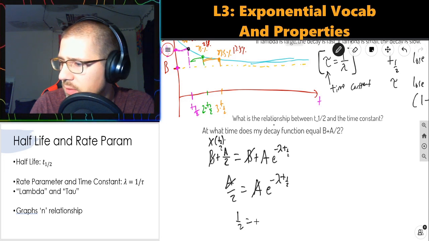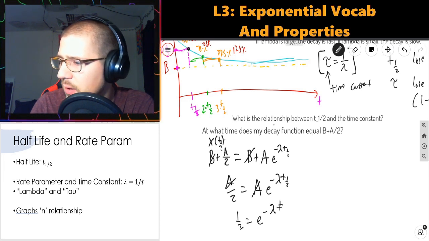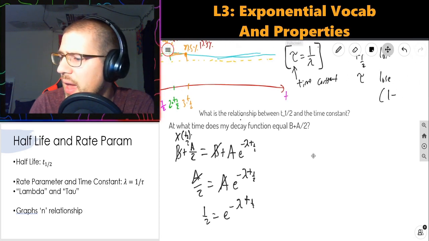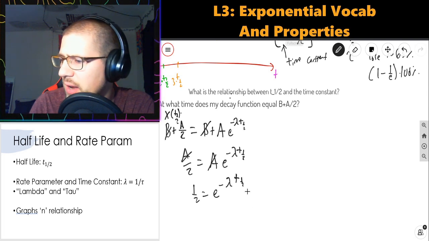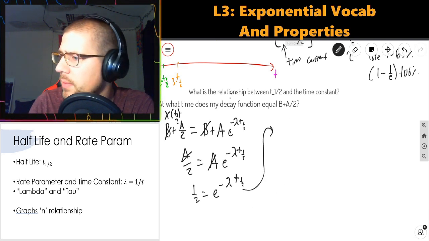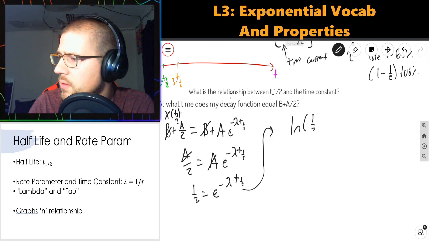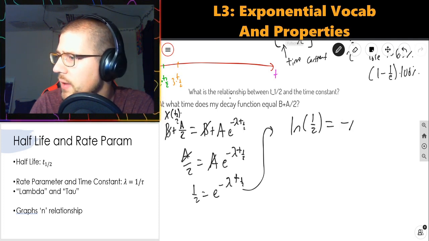1 half equals e to the negative lambda t1 half. There we go. And to invert an exponent, I just do a log. So I can do a natural logarithm on both sides. Natural log of 1 half is negative lambda t1 half.